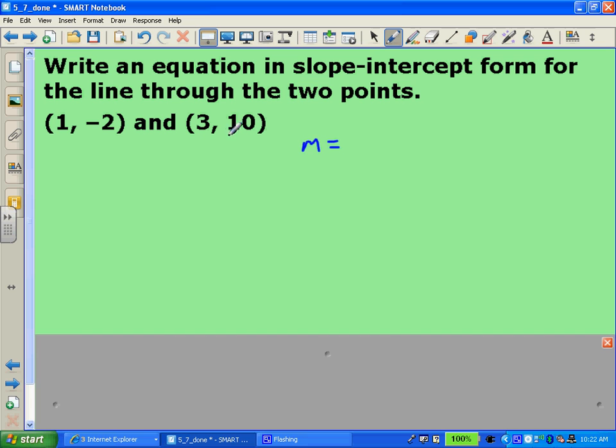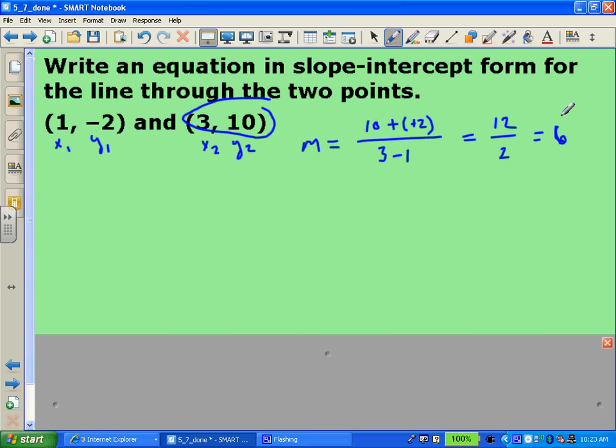Alright, so first thing I gotta do, find the slope. So let's label these again. So I got 10 minus negative 2 over 3 minus 1. So that's 10 plus 2, which is 12 over 2, which is 6. So my slope is 6.